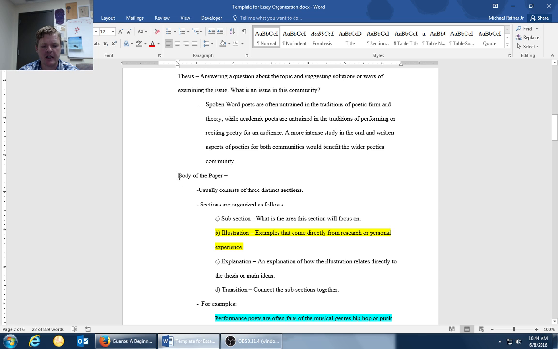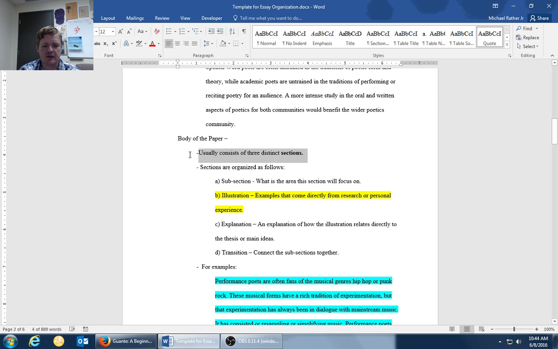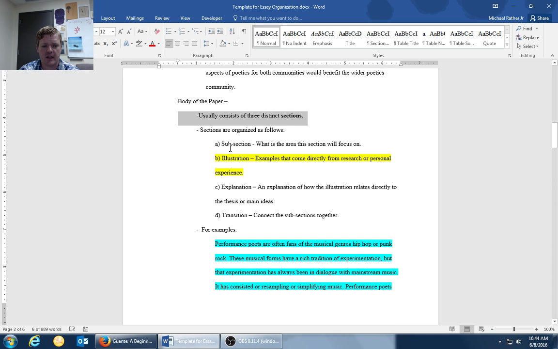Then you have the body of the paper. The body of the paper usually consists of three distinct sections. These distinct sections are organized as follows. You have the subsection title, or subsection sentence, what it's going to be on. The illustration, this is an example that comes from a source or personal experience, but preferably a source. Now, if you notice, this is the only portion of the essay that's really coming from sources.